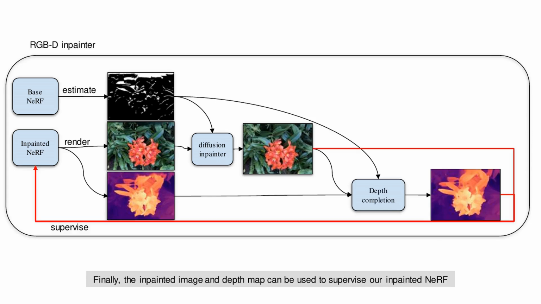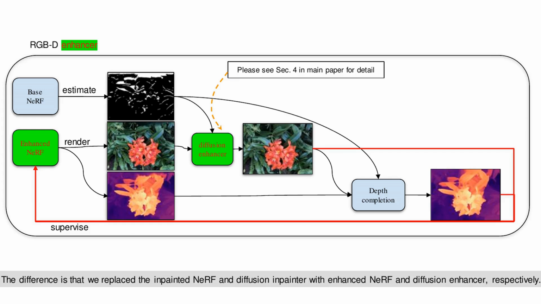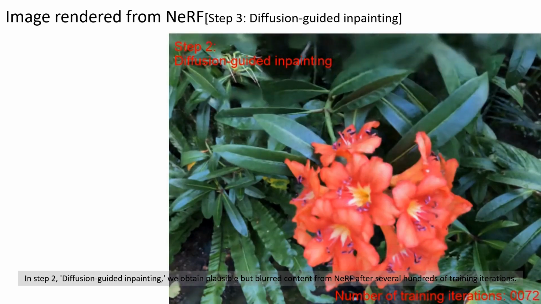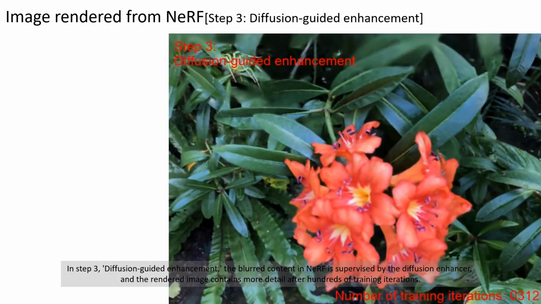We utilize this process again in step 3, diffusion-guided enhancement. The difference is that we replace the in-painted NeRF and diffusion inpainter with enhanced NeRF and diffusion enhancer, respectively. Here, we show the images rendered by NeRF from a virtual view at different training stages. In step 2, diffusion-guided inpainting, we obtain plausible but blurred content from NeRF after several hundreds of training iterations. In step 3, diffusion-guided enhancement, the blurred content in NeRF is supervised by the diffusion enhancer, and the rendered image contains more detail after hundreds of training iterations.